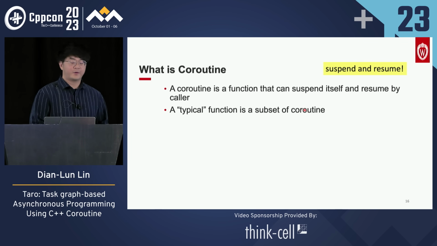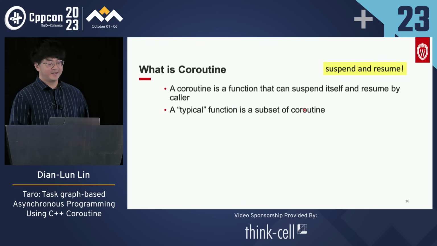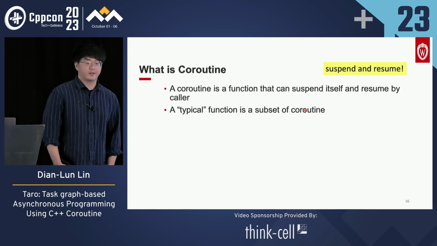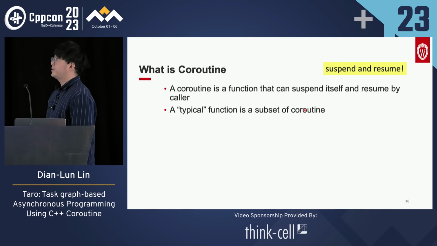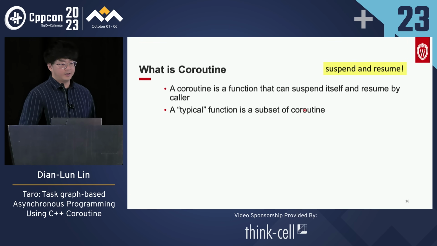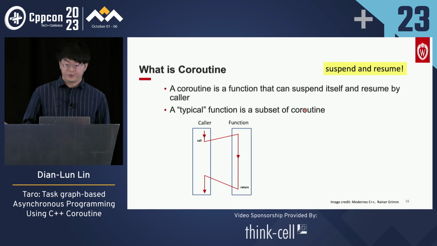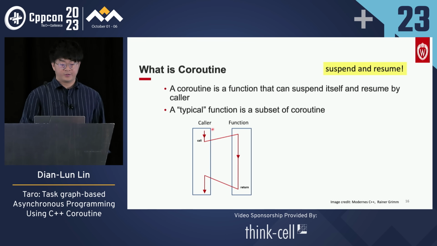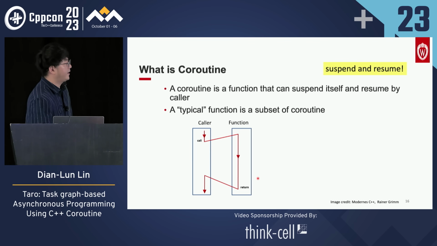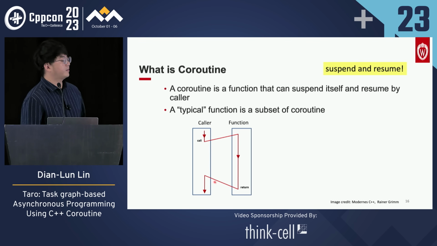Let me briefly talk about what a coroutine is. A coroutine is a function that can suspend itself and be resumed by the caller. A typical function we all know is actually a subset of coroutine. So if we have a function, what we do is call the function, and then we execute this function, and at the end, we return back to the caller.